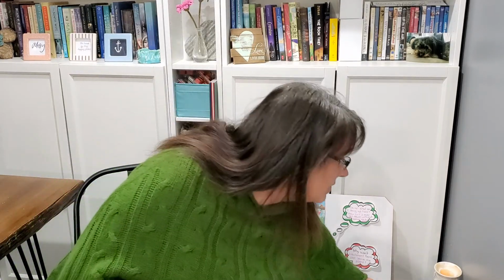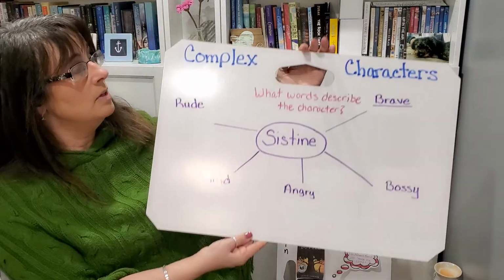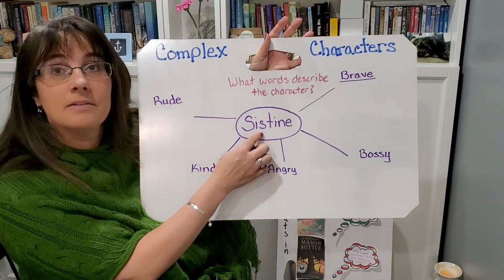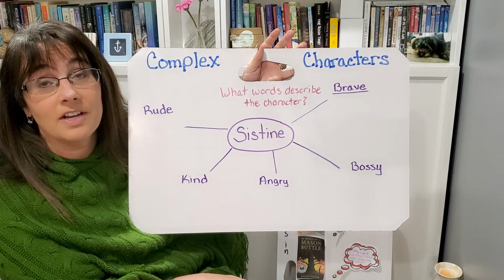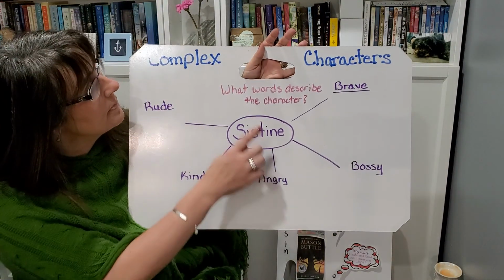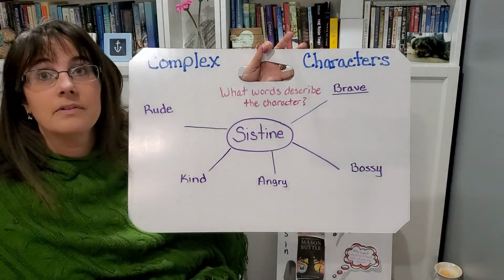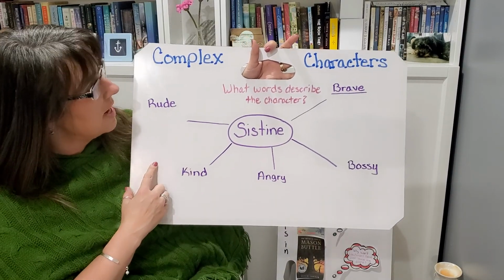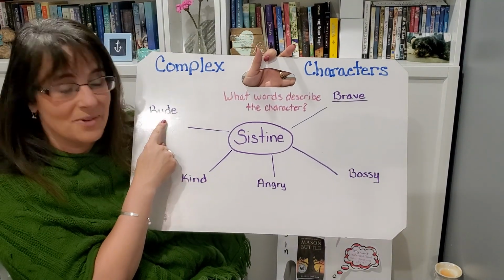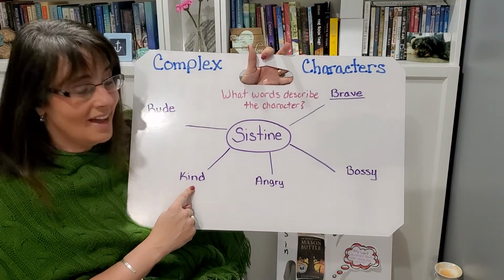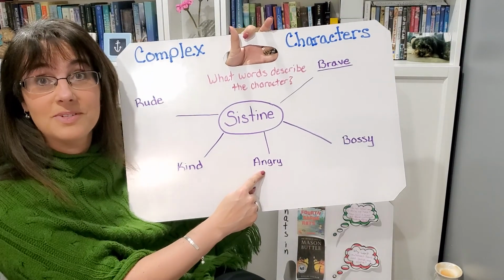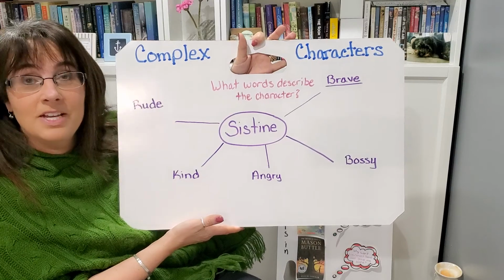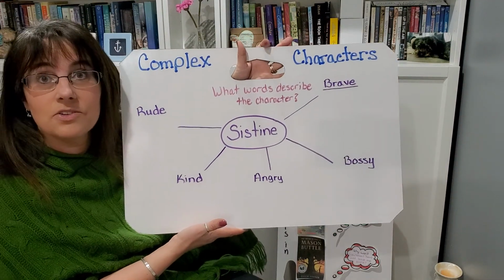I have an example for you here, and I made a board for you about how characters can be complex. I picked Sistine because she was really very complicated in our story. I wrote here, what words describe the character? So I made a character web, and I thought of all of these words that described her. Rude, sometimes she could be rude. Kind, she could be kind. Angry, sometimes she was angry. Bossy, we certainly know that one. And even brave.